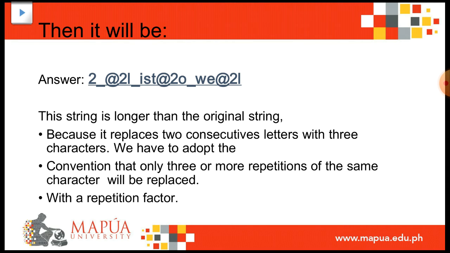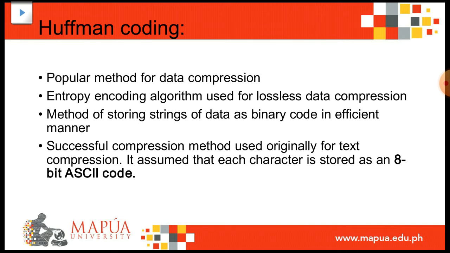So the answer is 2 at 2L, IST at 2O, V at 2L. Because the string is longer than the original string because it replaces two consecutive letters with three characters. We have to adopt the convention that only three or more repetitions of the same character will be replaced with a repetition factor.